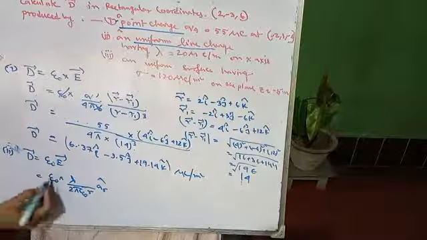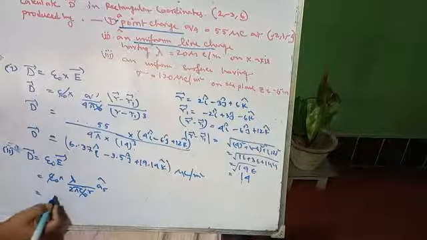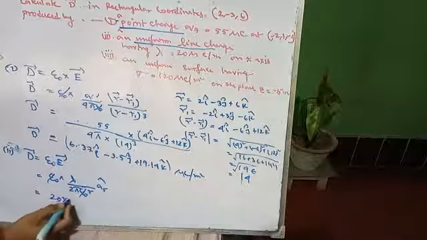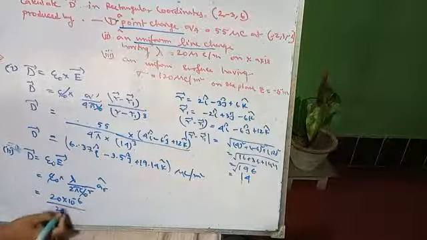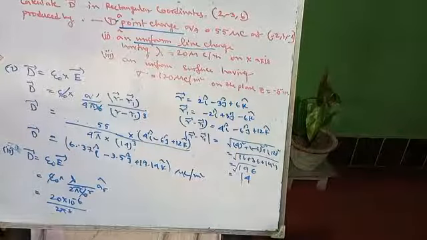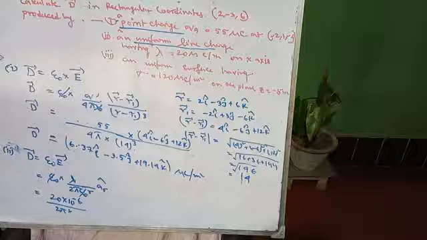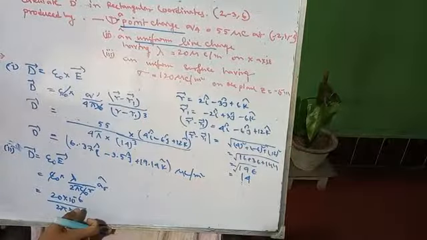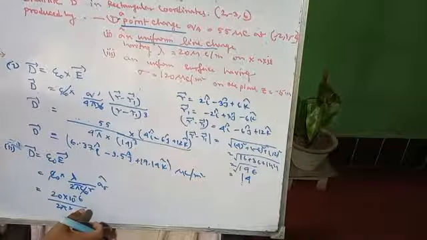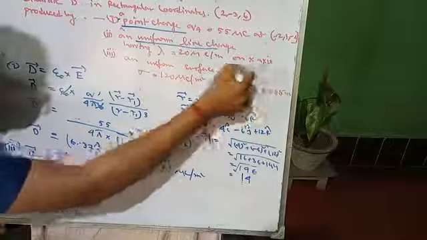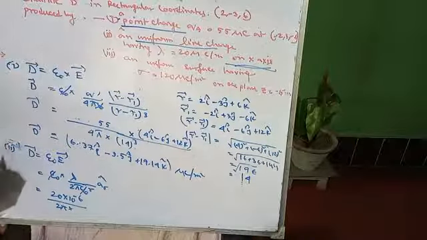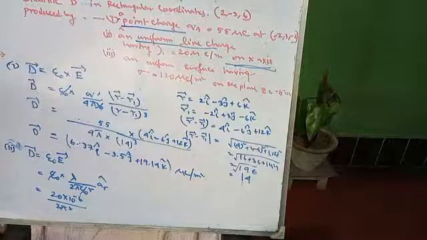So now epsilon naught will cancel out, and lambda equals 20 into 10 to the minus 6 by 2 pi into r. R means what? Your r is the radius, measured from the x-axis, right? So from the x-axis you have to find the distance. So what is the distance from the x-axis?